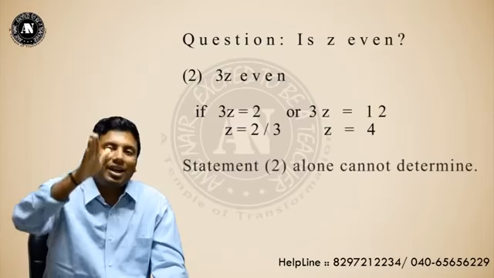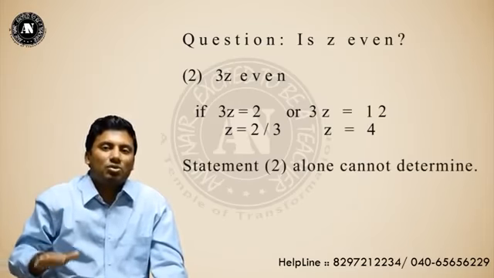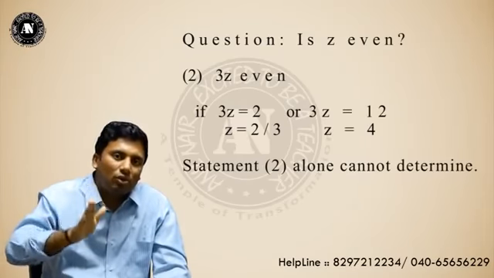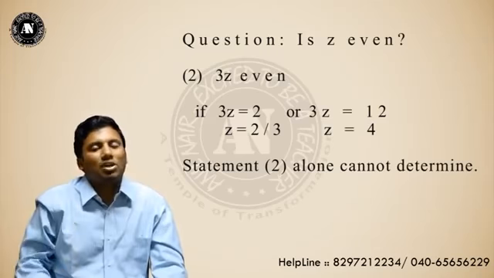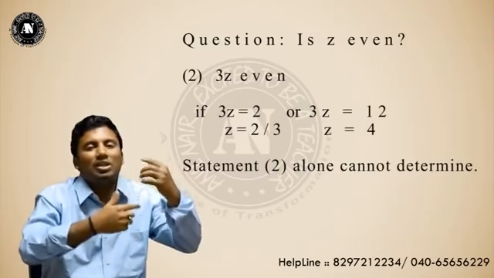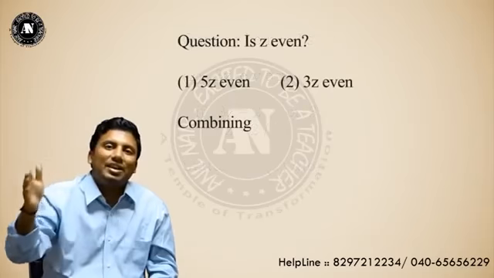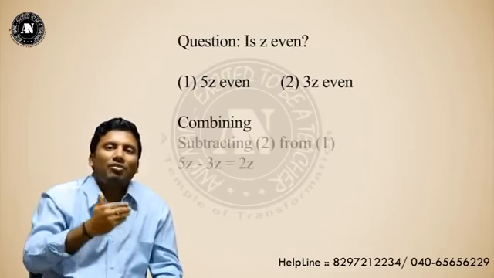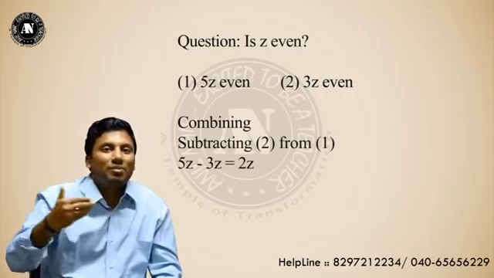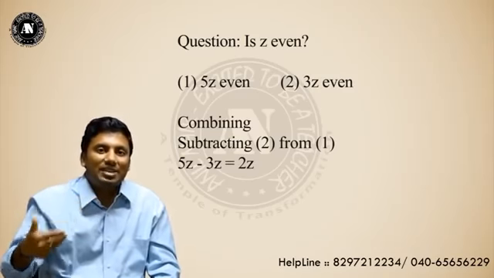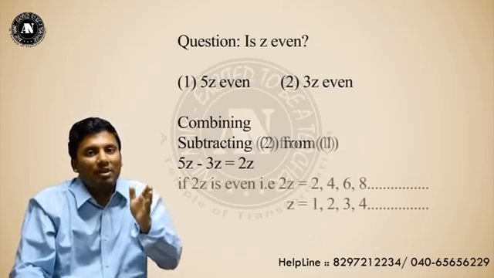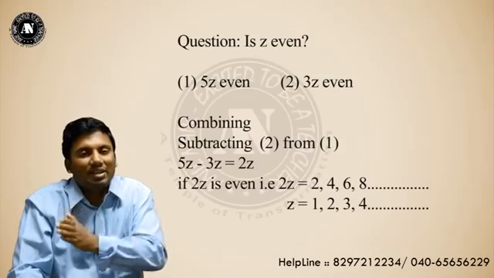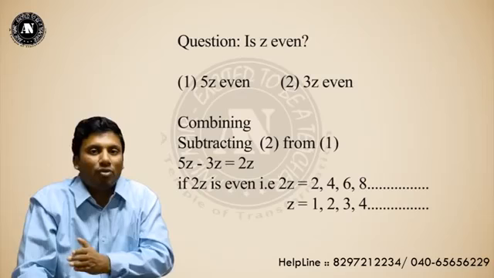So statement 1 alone cannot help us to solve the question. Statement 2 alone cannot help us to solve the question. If I combine these two, 5Z is even, 3Z is even. If I subtract one from the other, 2Z will be even. If 2Z is even, 2Z will be equivalent to 2, 4, 6, 8. Z will be 1, 2, 3, 4.